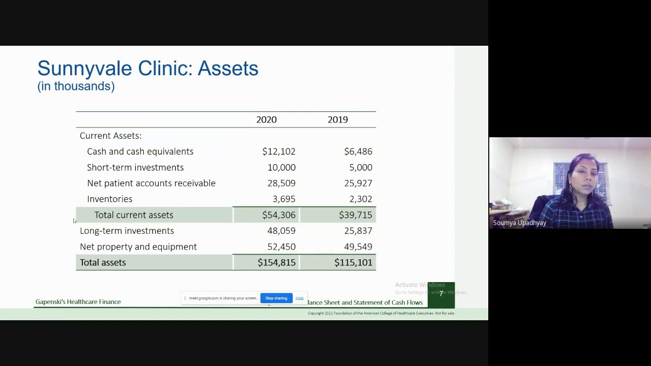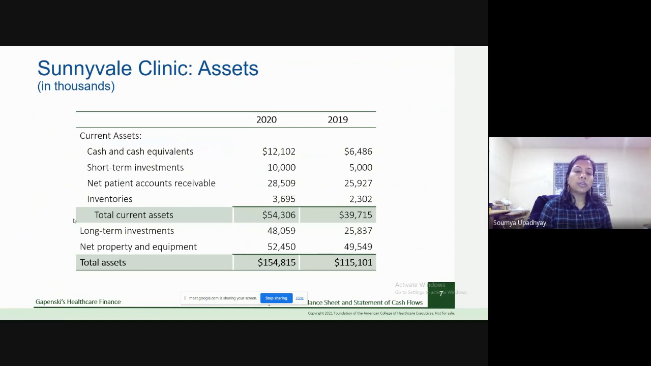So these are some components of current assets: cash and cash equivalents, like actual cash; and short-term investments, that may be like a treasury note or a treasury bill, which has a life of only 4 weeks or maybe 2 months, right?